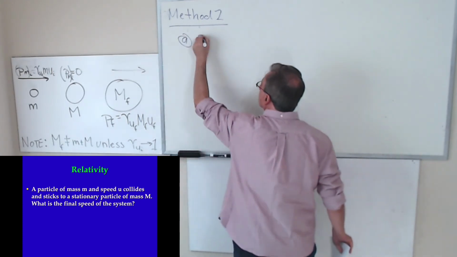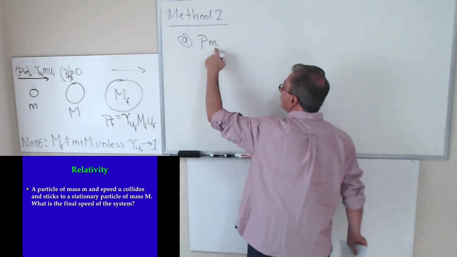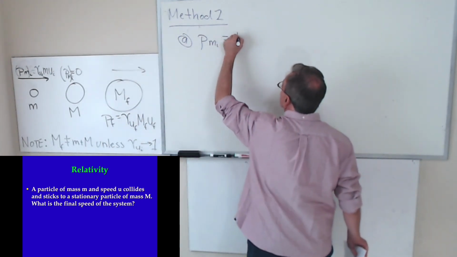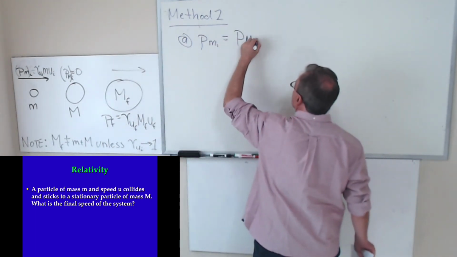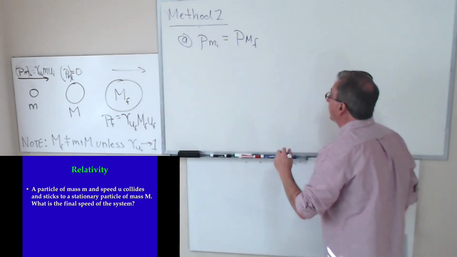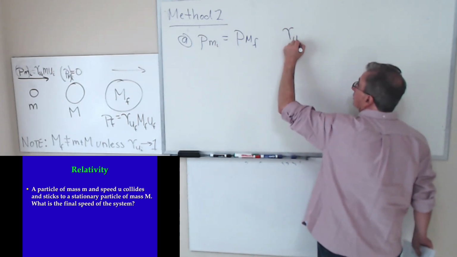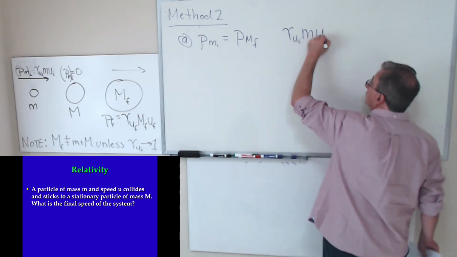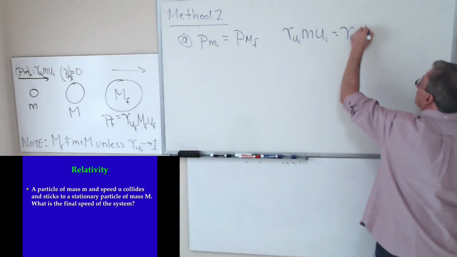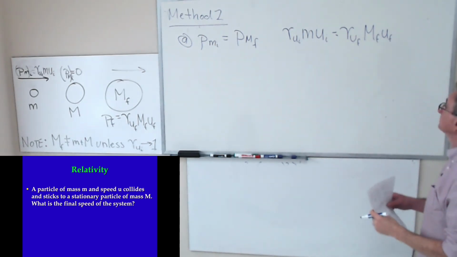Okay, so method two, I'm still going to have P_m initial, the initial momentum of little mass m, equals the final momentum of the composite particle. And again, I'll write it as gamma u initial m u initial equals gamma u final m final u final. Okay?